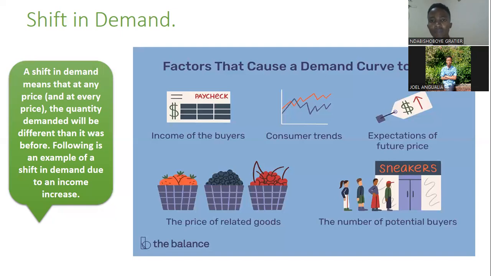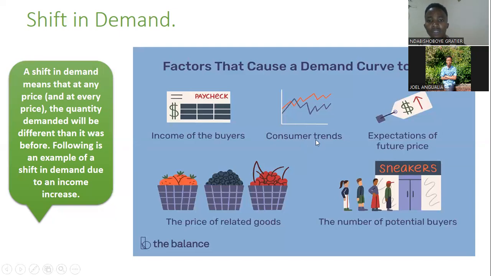However, in a time of economic recession, where cash and income are scarce, the purchasing power will reduce, which will lead to a decrease in what? In the quantity demanded.